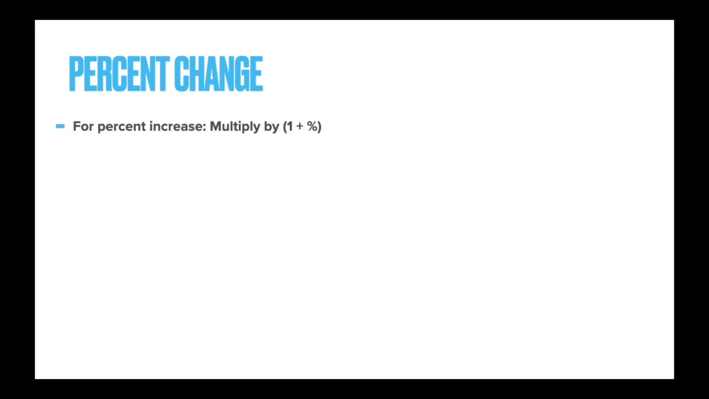So let's start with percent increases. If I want to increase a number by a certain percent, I'm just going to multiply that number by 1 plus whatever that percent is as a decimal. So for instance, if I have 120 and I want to increase it by 15%, I'm going to take 120 and multiply it by 1.15 because 0.15 is 15% as a decimal. And then I just use my calculator and I get 138.